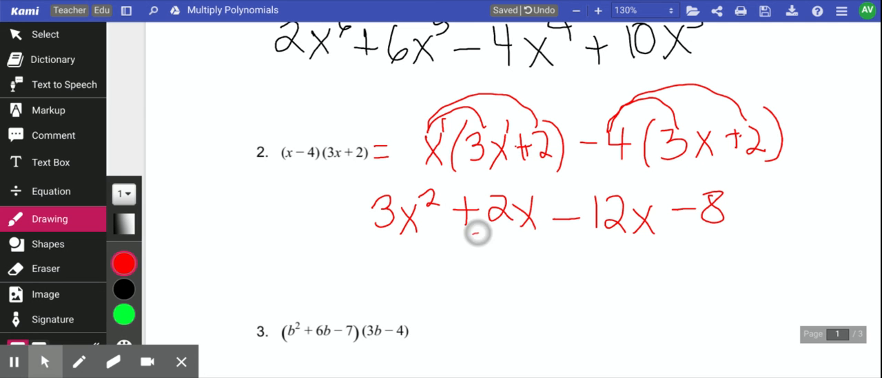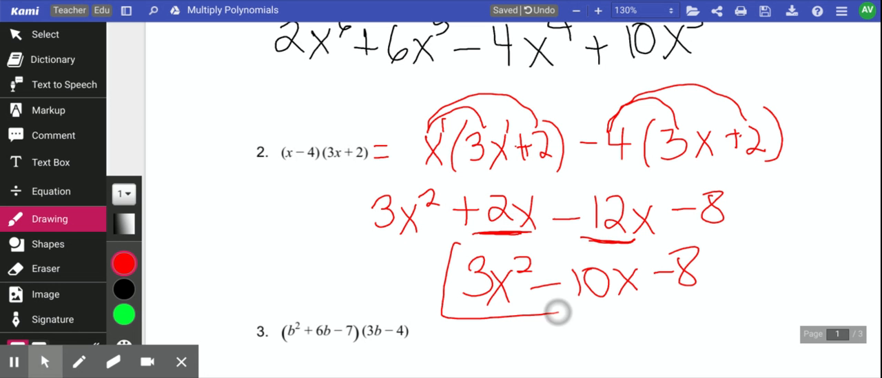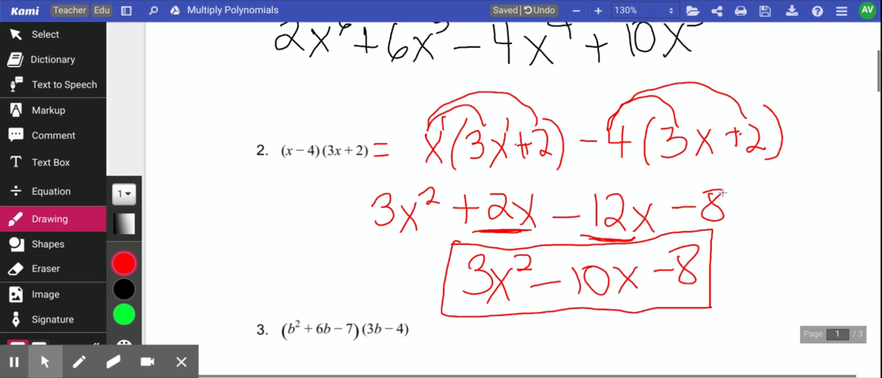Now, the thing to note is we do have some like terms here, the 2x and the negative 12x. We do need to combine those for our final answer. The 3x squared doesn't have any like terms, so it stays just like that. 2x minus 12x is negative 10x. And then we have the minus 8. So this is our final answer here. Okay? So this distributive property and FOIL method, they're the same thing. Feel free to use that if this is something that works for you.